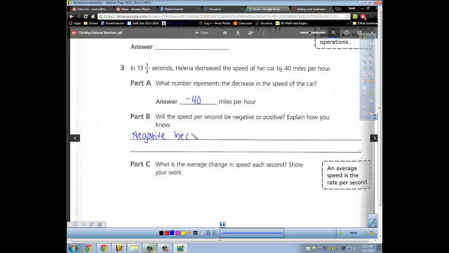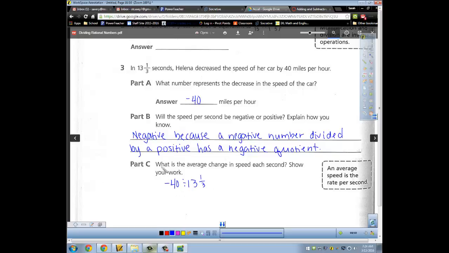And the reason is because a negative number divided by a positive, because we would be dividing by a positive 13 1/3 seconds, has a negative quotient. So it's because we took this negative 40 miles per hour divided by the positive 13 1/3 seconds, which is what we're going to do right now to find the average.